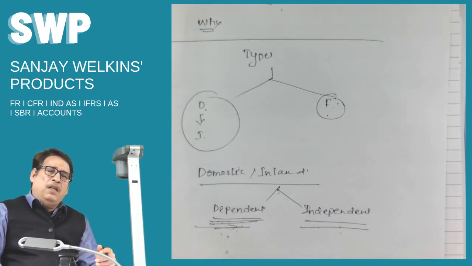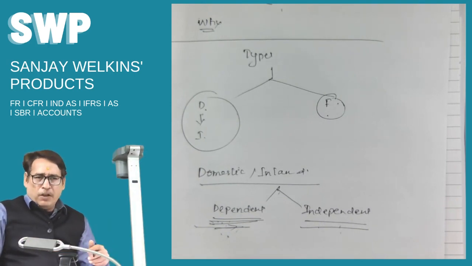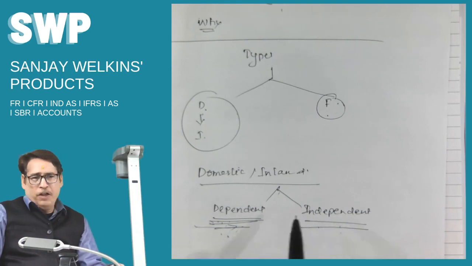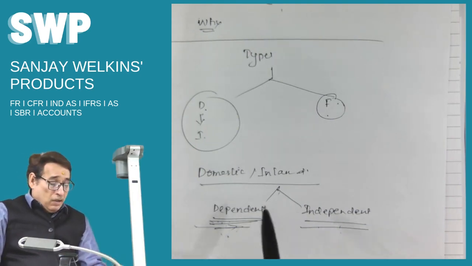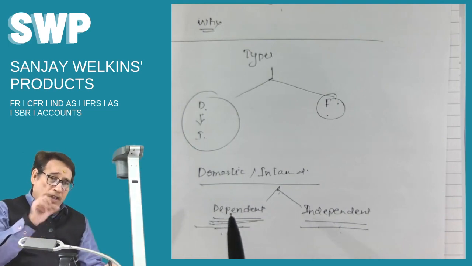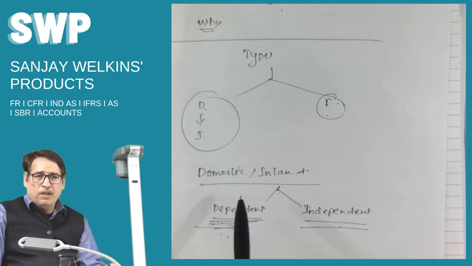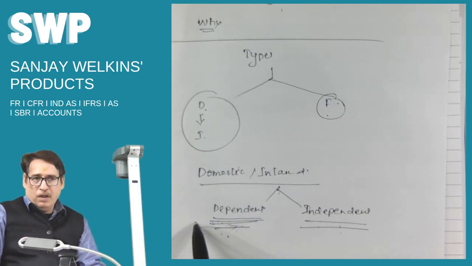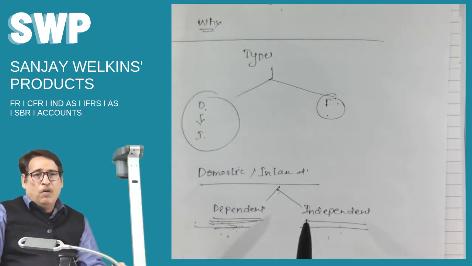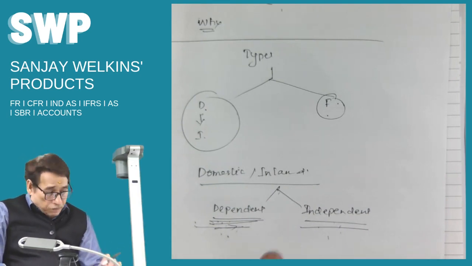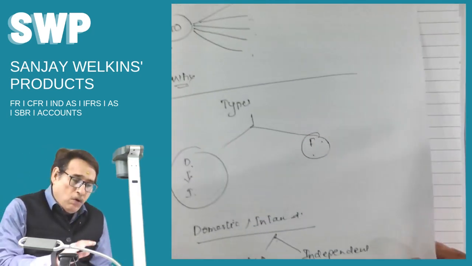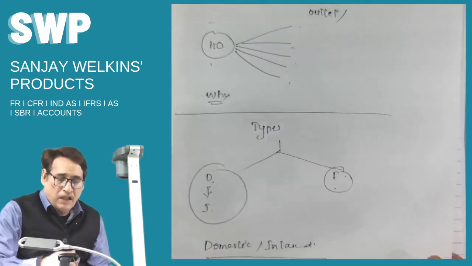As the name itself suggests, they are independent. That means they are fully at liberty to take their own decisions with respect to sales, price, operations, product, etc. So they are given virtually a free hand and they follow the double entry system to prepare their own accounts. The major thing to keep in mind is that under dependent branches, the branch is not going to prepare any account. The entire accounting will be done by the head office. Whereas as far as independent branches are concerned, the branch will prepare their own account.